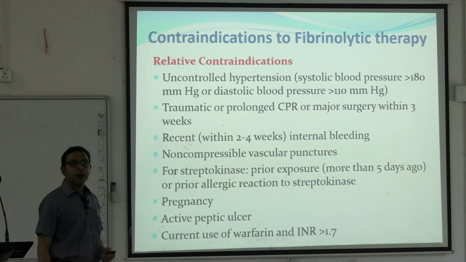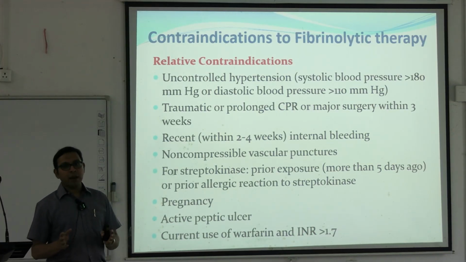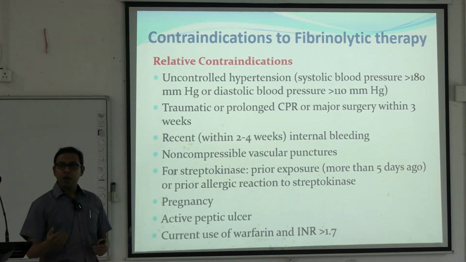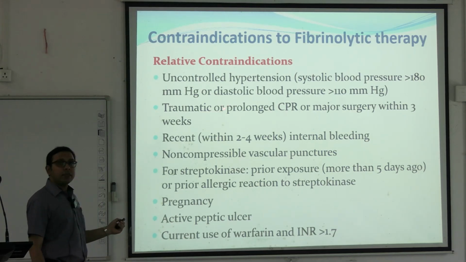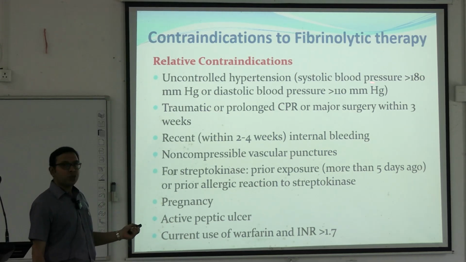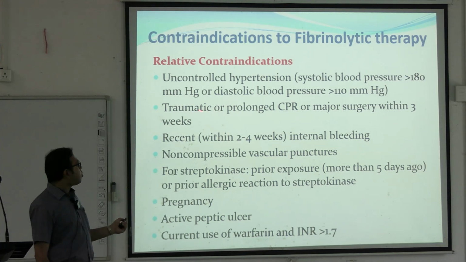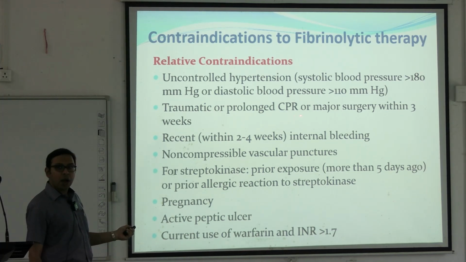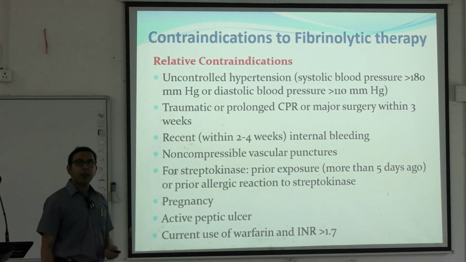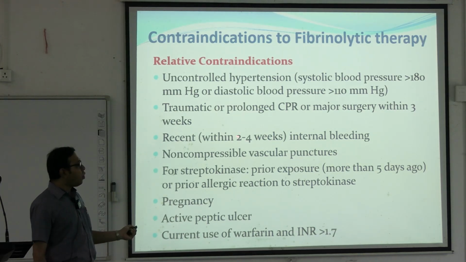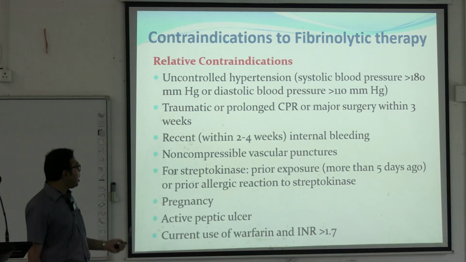There are some relative contraindications, that is, we have to weigh the pros and cons and accordingly institute the fibrinolytic therapy. Like if there is uncontrolled hypertension, systolic blood pressure greater than 180 and diastolic greater than 110, traumatic or prolonged CPR, cardiopulmonary resuscitation, or major surgery within the last 3 weeks, recent internal bleeding within 2 to 4 weeks, non-compressive vascular punctures.